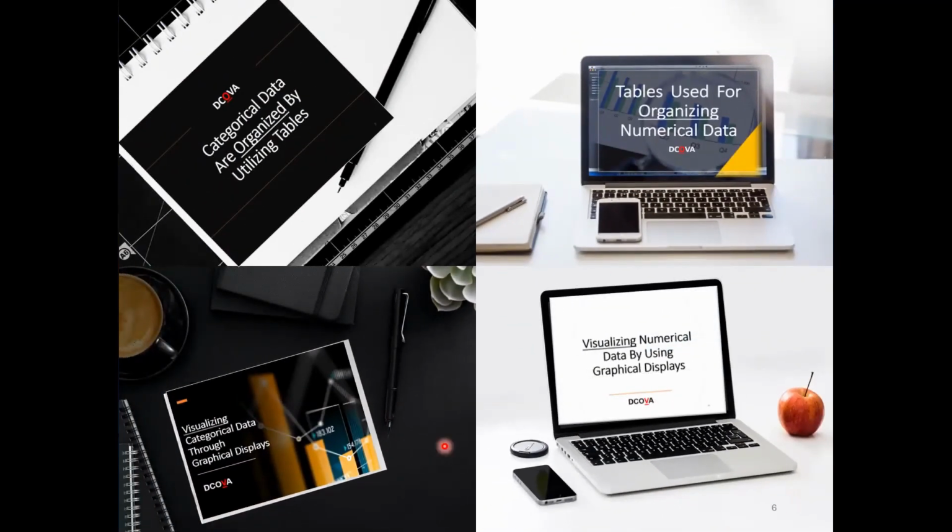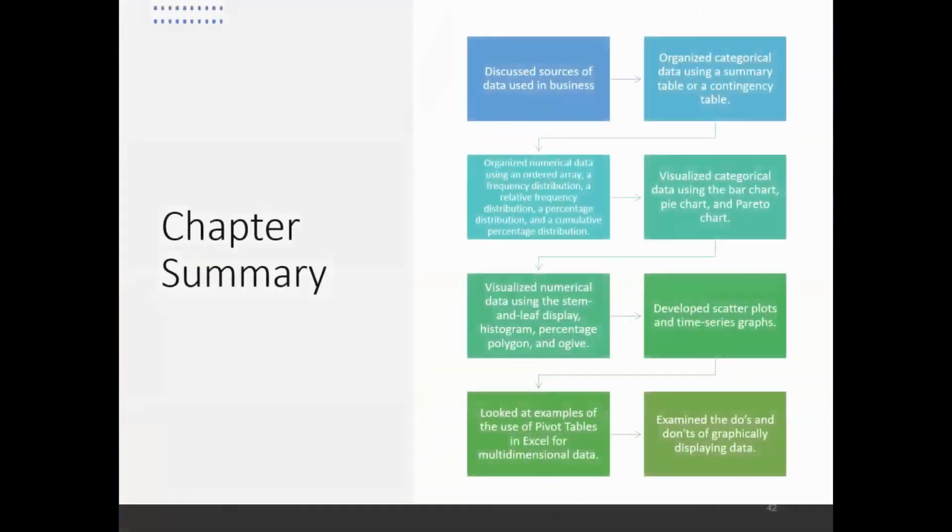These are the main areas that I wanted to focus upon in chapter 2, because chapter 2 focused upon organizing and visualizing data. Chapter 1 focused upon defining data. And this is a small chapter summary. We discussed the sources of data used in business. We organized the categorical data. We organized numerical data. We visualized categorical data. We visualized numerical data, developed scatter plots, looked at a few examples, and displayed them.